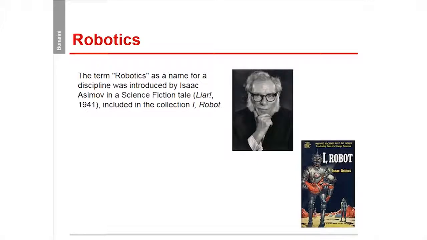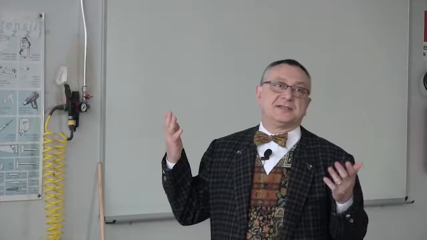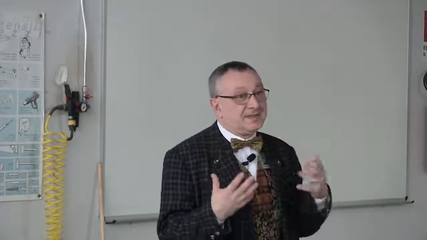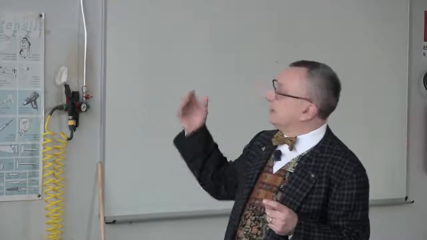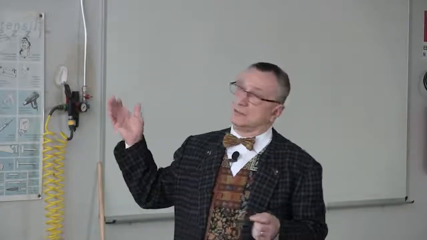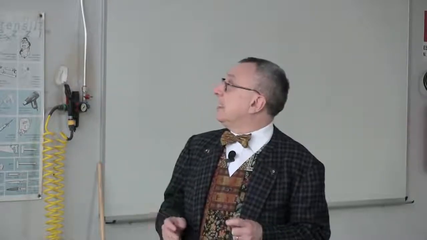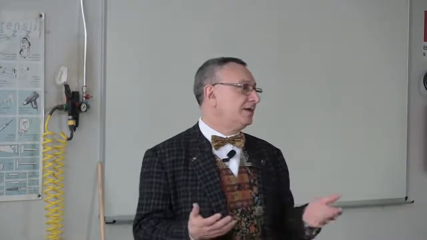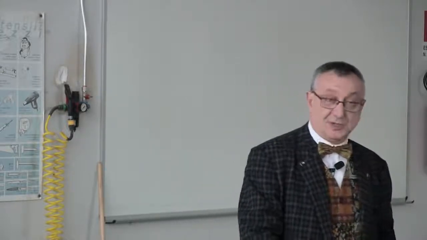Until Isaac Asimov took this name as a basis of some discipline, which is robotics, in a novel, and he says, okay, there are robots, artificial entities, that have to satisfy 3 laws of robotics. 3 laws of robotics, then augmented with a law 0, that started to influence all writing in science fiction for many years from then, introducing philosophical issues in writings, which are very interesting.